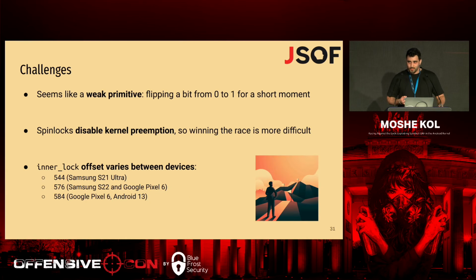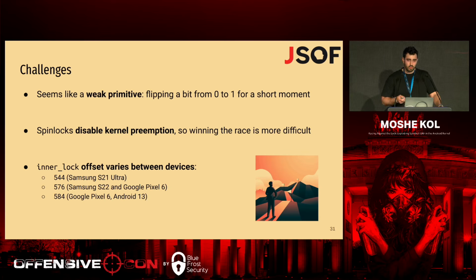So when we face the task of coming up with an exploit for such a vulnerability, we face multiple challenges. So the first is that it seems like a very weak primitive on the face of it, like flipping a bit from 0 to 1 for a very short amount of time. So what can we possibly do with it? And further, if we want to exploit such a tiny race condition, then we should be aware of the fact that spinlocks disable kernel preemption. So we cannot have a context switch inside a spinlock critical section. And this also applies to the lock being in the spinning itself.